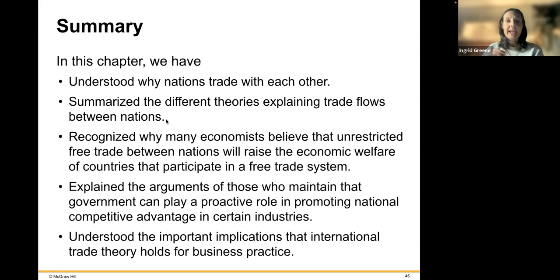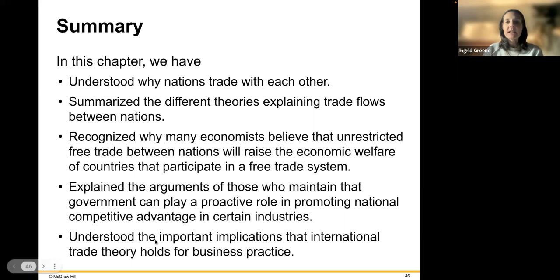As I said, there are a handful of different theories that are still being proven. We recognize why many economists believe that unrestricted free trade between nations will raise the economic welfare of countries that participate in a free trade system. And this is going back to those statistics about how countries that do trade freely much more quickly bring up their economies. We've explained the arguments of those who maintain that government can play a proactive role in promoting national competitive advantage in certain industries, especially when it comes to first mover advantage. So the government supporting things like the aerospace industry has proven to be fruitful.